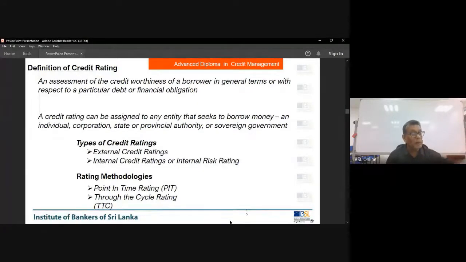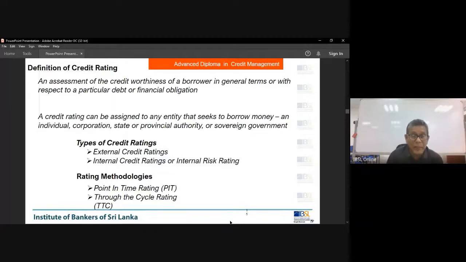So we need to know about the credit rating, right? Now, credit rating is the creditworthiness of a borrower in general terms with respect to a particular debt or a financial organization, or maybe it can be for a country, for a sovereign government, for an instrument, for an individual, and also for some financial organization, right? Therefore, credit rating can be assigned to any entity that seeks to borrow money.